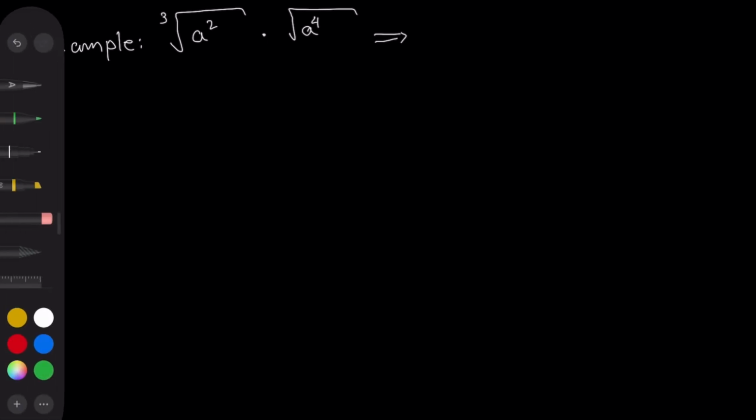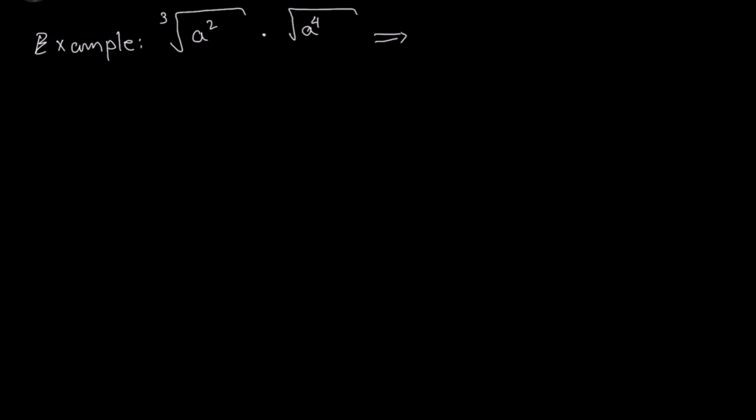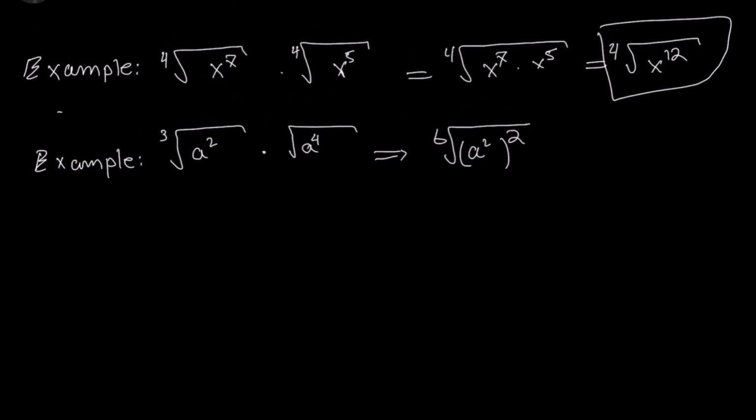So 6 is our new root, new index. So what will happen is that 6 is our new index number. Now we will divide that 6 by the index number of the first radical number. So it'll be 6. So let's write that a squared. 6 divided by 3 will give me the 2 here.